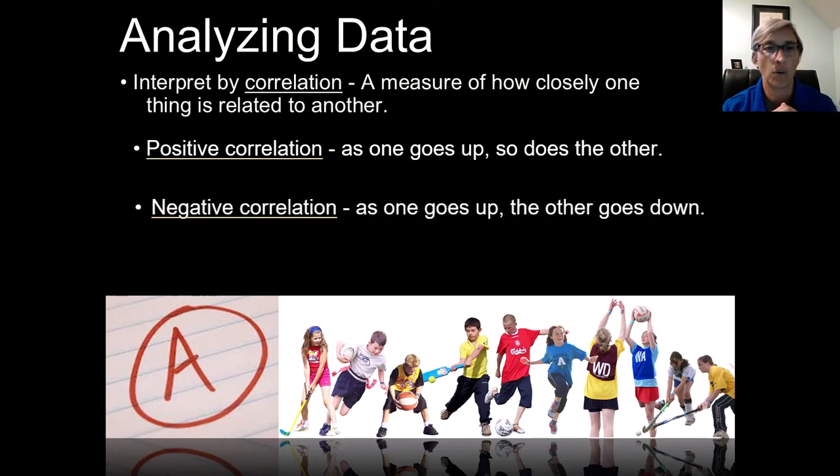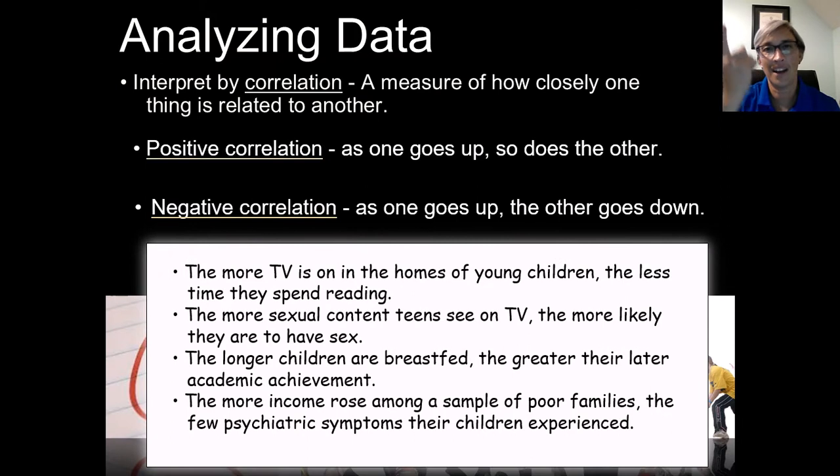It's a positive correlation. A negative correlation would be as one goes up, the other goes down. So if we flip this over, more participation in sports leads to lower grades, that would be a negative correlation. And that's kind of how I do it when I'm trying to figure out if it's a positive or negative correlation. So the more TV is on in the homes, the less time they spend reading. So that's going to be a negative correlation.